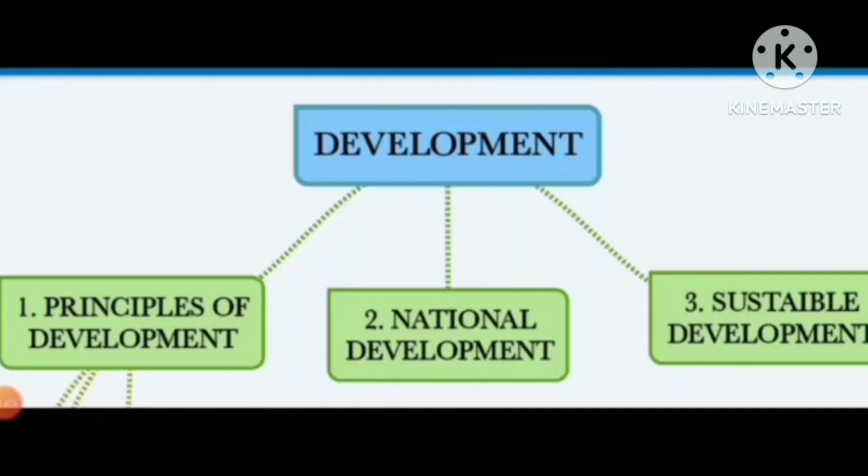Okay. In this chapter, we are going to discuss mainly three topics: principles of development, national development, and sustainable development. First, we can discuss the principles of development, or the main characteristics of development. There are three main principles of development.